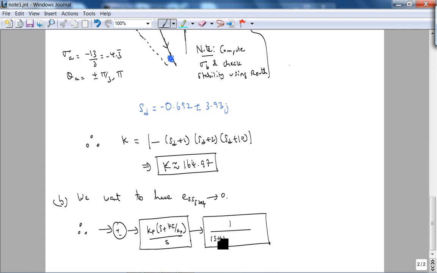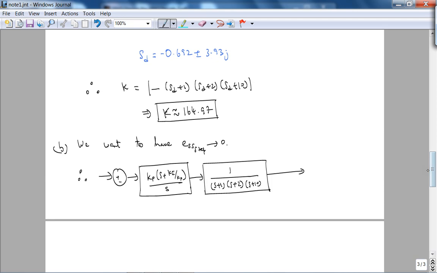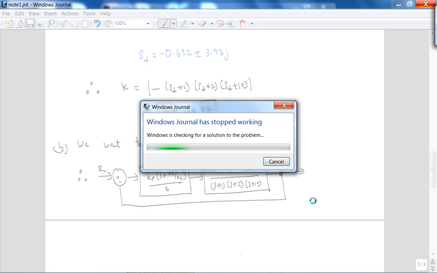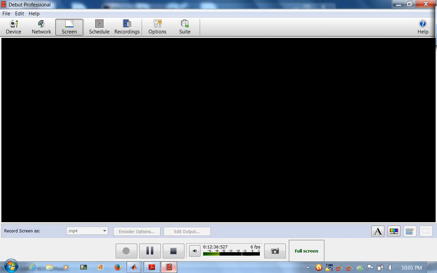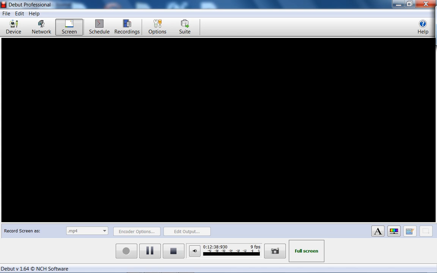But now, I'm running out of space, that's for sure. So here is my system. So here is R. Here is C. Input and output. But now what we're going to do is, oh God, let me pause the lecture and fix this. Okay, continuing.